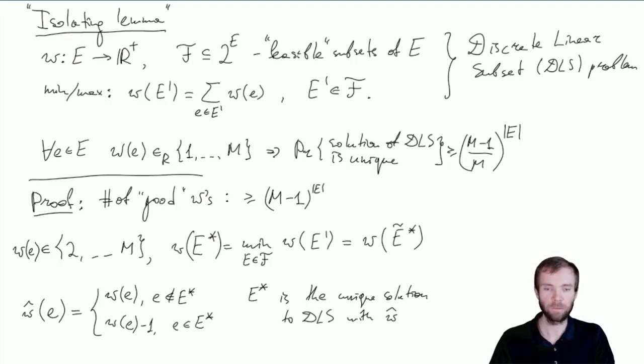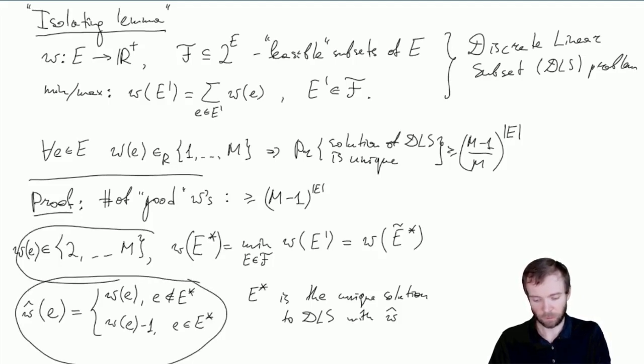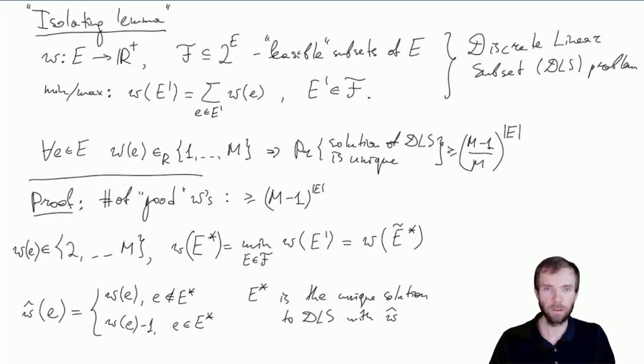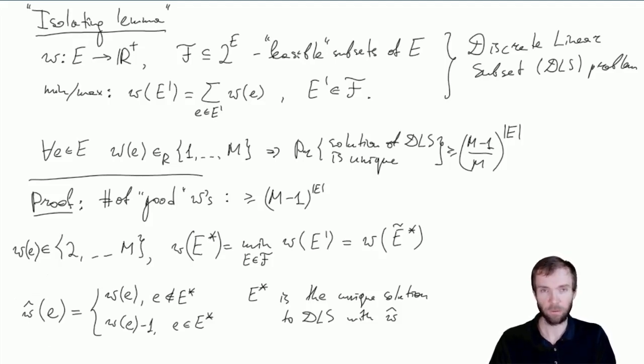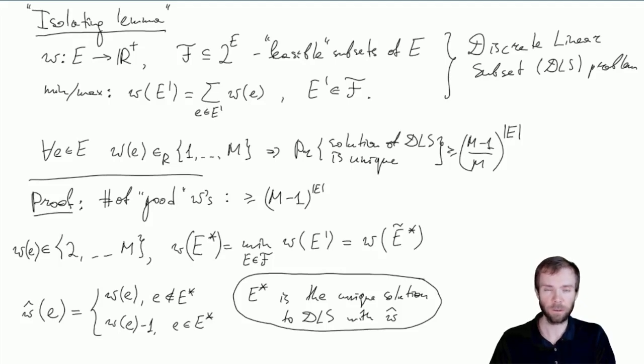And this transform, which we used to build w hat from the original w, is actually an injection from the set of all weighting functions that do not use 1 as a weight to some subset of good functions. Why? Because if we are given a function that was produced by this procedure, we can reconstruct the original weighting function like this. We just take our w hat and solve the DLS problem, which is guaranteed to have a unique solution, and then we get back to the original function by adding 1 to all the elements that happen to be in this unique solution. So this transformation is an injection.